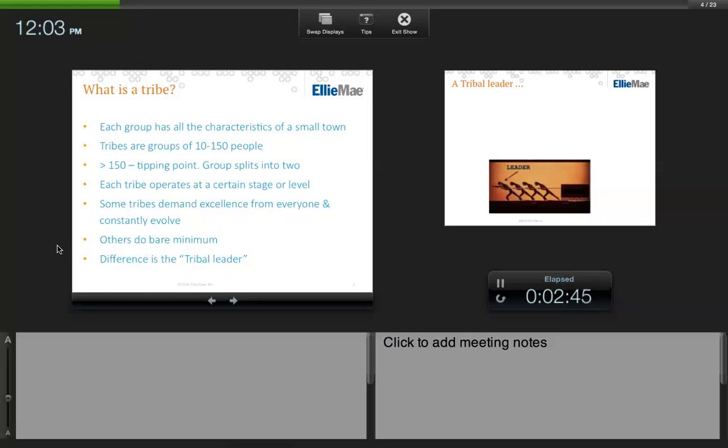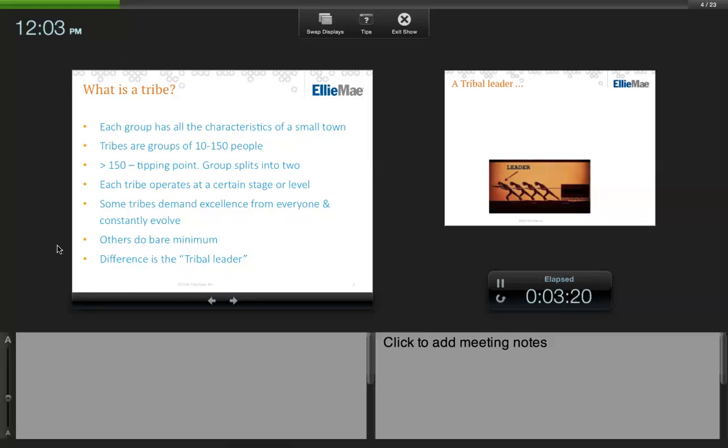That's a tribe, and each tribe has its own characteristics. Every tribe is different. There are popular people, allies, enemies, the person who thinks they're better than everybody, and the organizer of parties. Every group has certain characteristics. And each tribe operates at a certain level. Some demand excellence from each other. They constantly evolve and get better over time. Others just do the bare minimum. They want to get by.